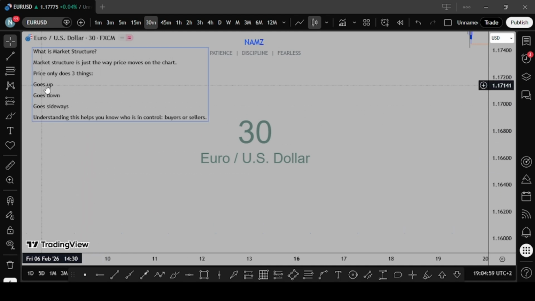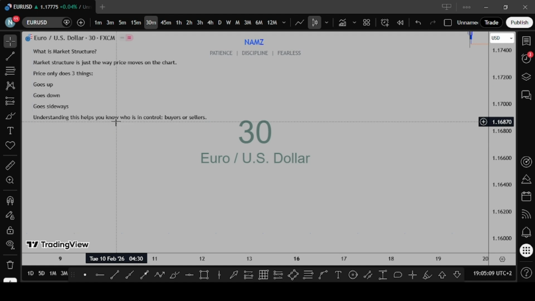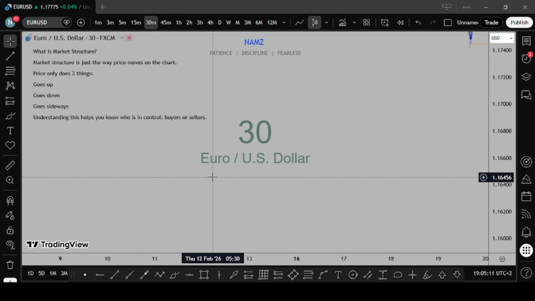Number one, it goes up. Number two, it goes down. Number three, it goes sideways. Understanding this helps you know who is in control, either sellers or buyers. Okay, so it's very important we know what the market is simply doing.